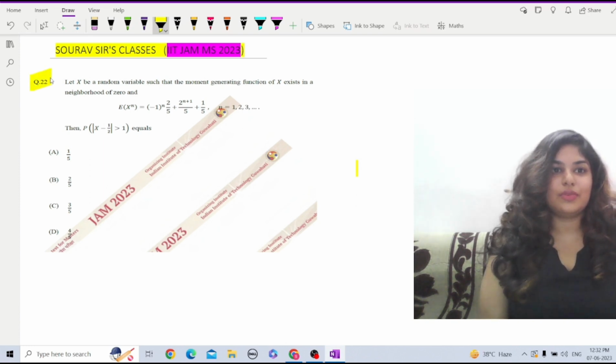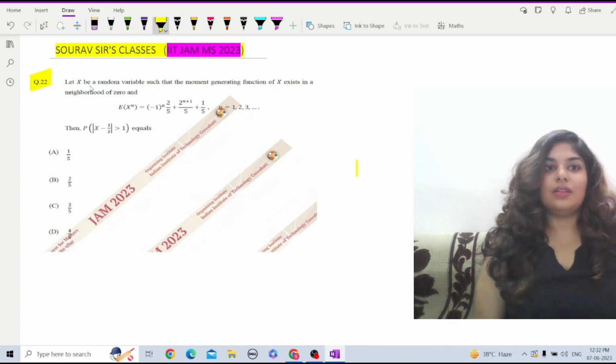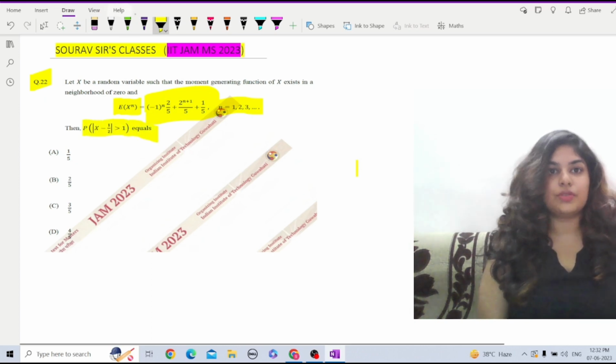So this is question number 22 in front of you. Let X be a random variable such that the moment generating function of X exists in a neighborhood of 0, and the expectation of X to the power n is given by a series, for n equals 1, 2, 3 up to infinity. You have to find the probability that |X - 1/2| is greater than 1.